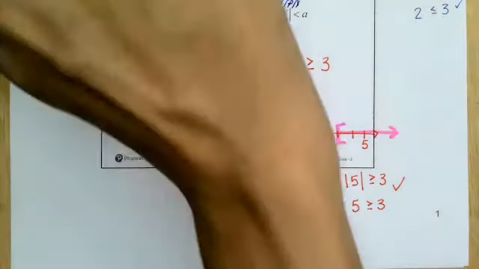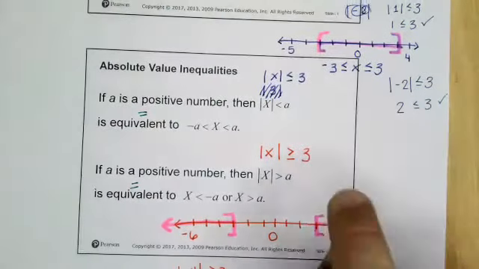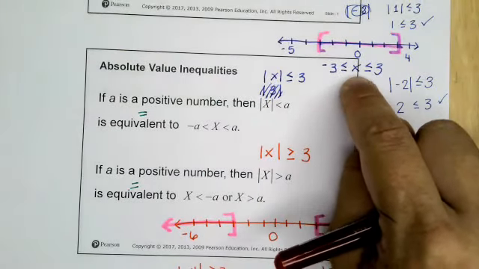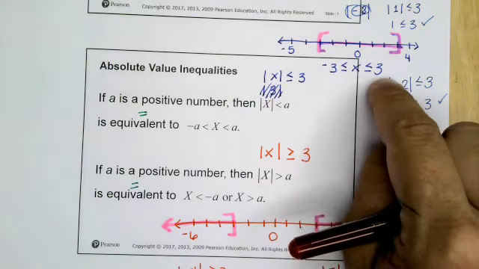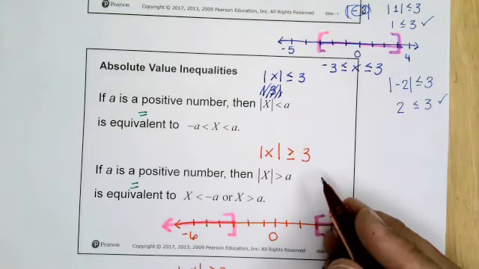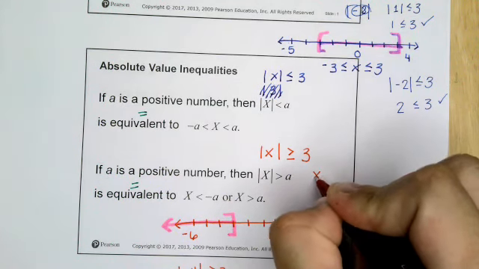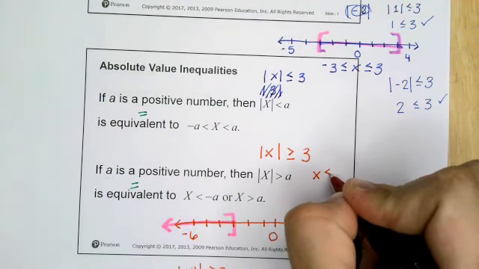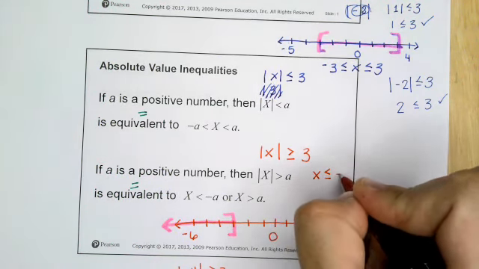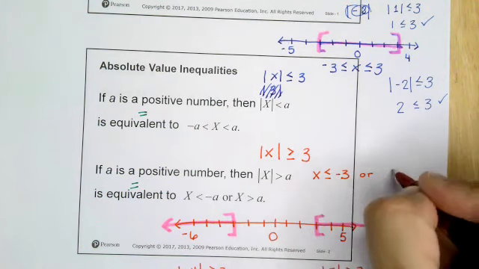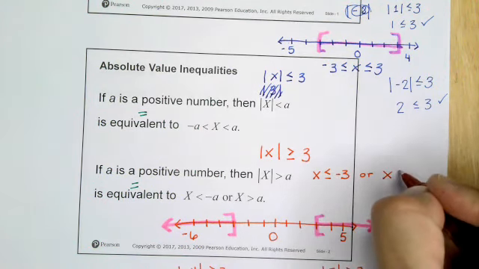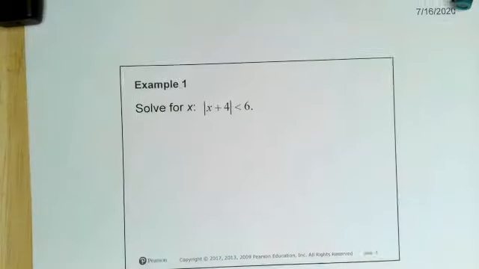And remember, the way we write it is -3 is less than or equal to x, x is less than or equal to 3. Down here, we would write it as x is less than or equal to -3, or x is greater than or equal to 3. I need to remember it.